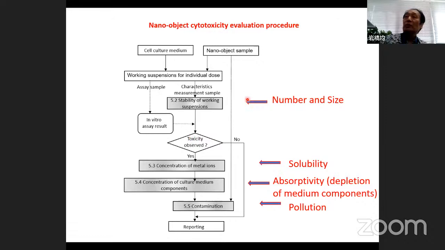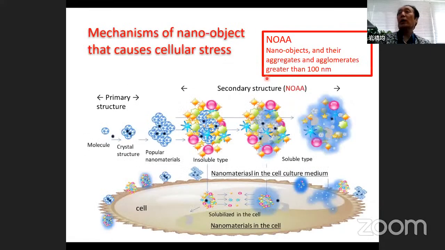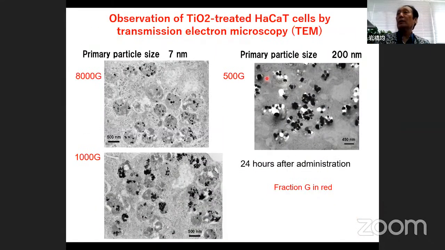Anyway, this has now become essential. You have to see number, size, and stability. But if there is no toxicity, you don't have to check solubility or anything else. This is the content of the ISO. Okay, so anyway, I already explained. So I will show you some results.